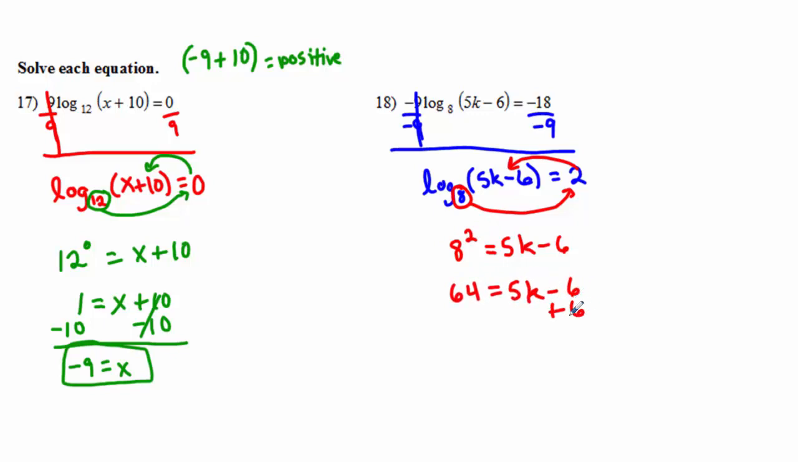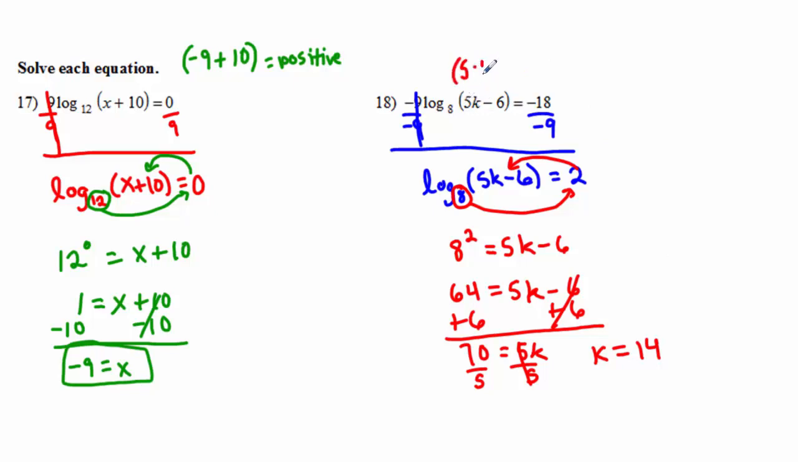So I add 6 to both sides and get 70 equals 5k. So now I divide both sides by 5, which means k equals 14. Now, if I go back and look at this, I'm trying to say, is 5 times 14 minus 6 a positive number? You may need to work that out on your calculator, but you also might be able to say, well, 5 times 14 is a lot bigger than 6. So yes, this would be positive. So that's our answer.